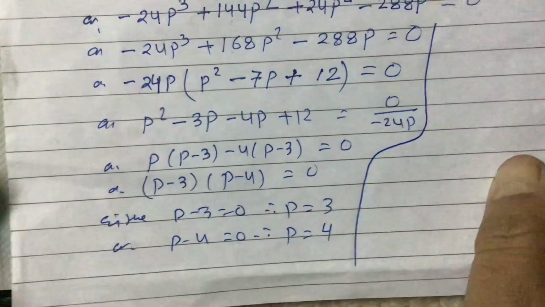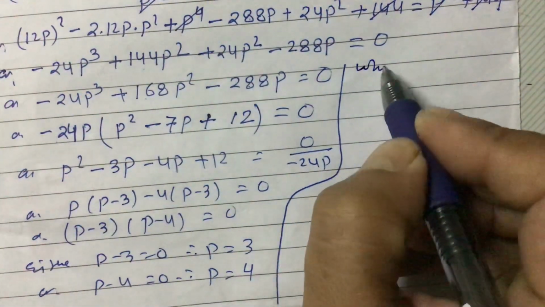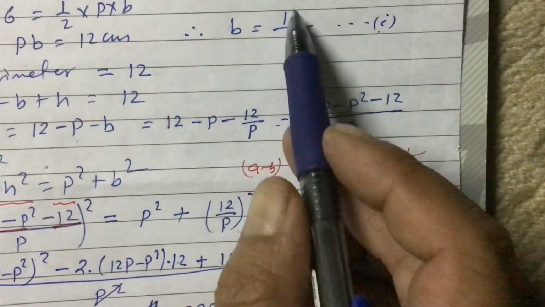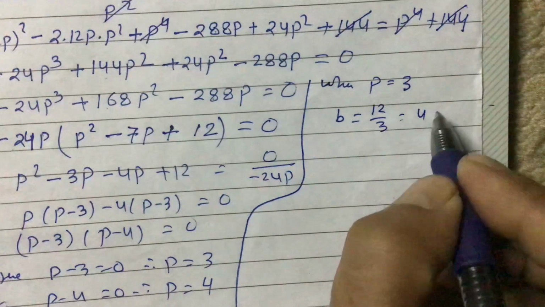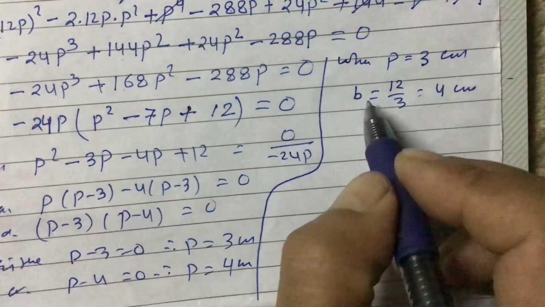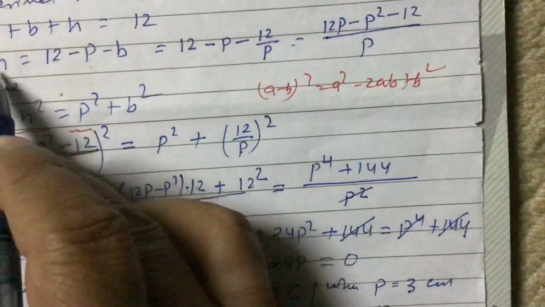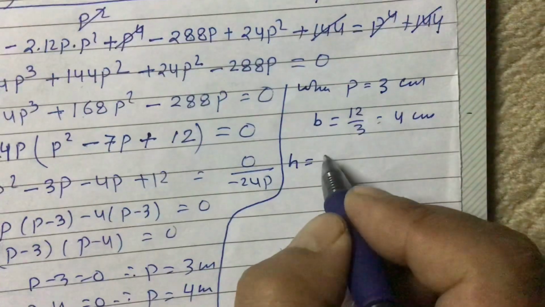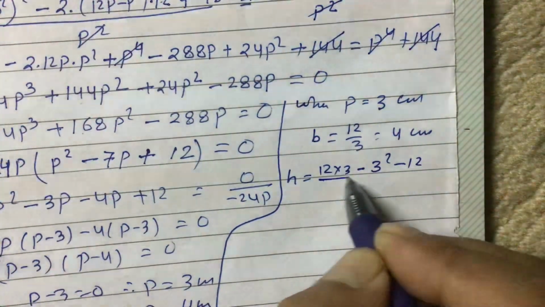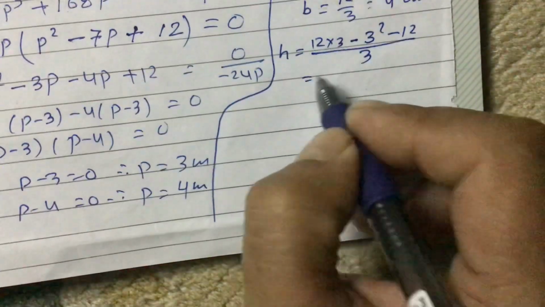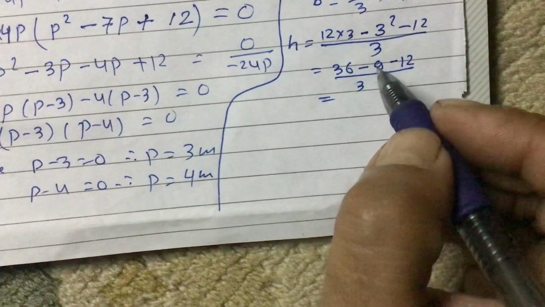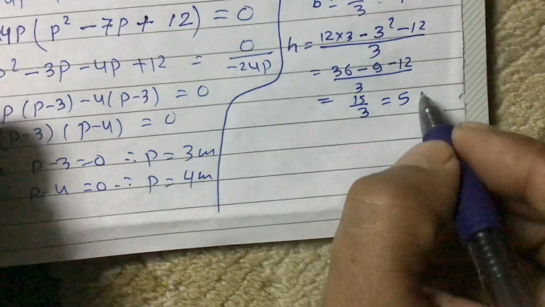Now look at here. At the side I will do here. When P equal to 3, what will happen? When P equal to 3, B means it is here, look at it, B is 12 by P, so 12 by 3, which is equal to 4 centimeter. Don't forget to write centimeter. If P is 3 cm, B will be 4 cm. Now what about H? H equal to, look at here, value H is this one, 12P minus P square minus 12. So 12P means 12 times 3, and then minus P square is 3 square, minus 12 divided by P, P is 3 here. So now 12 threes are 36, minus 3 threes are 9, minus 12 divided by 3, which is equals to 15 by 3, which is equals to 5 centimeter we got.